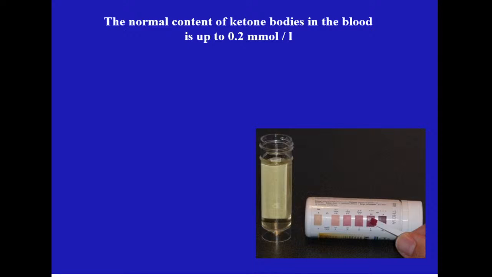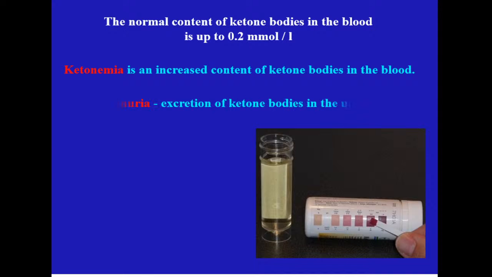Please write that the normal content of ketone bodies in our blood must not be higher than 0.2 millimole per liter. More often the concentration is measured by special color sticks in urine. Why? Because, as I told, the renal threshold for the ketone bodies is very, very low, and if their concentration is higher than 0.2, they will start to be observed in the urine.